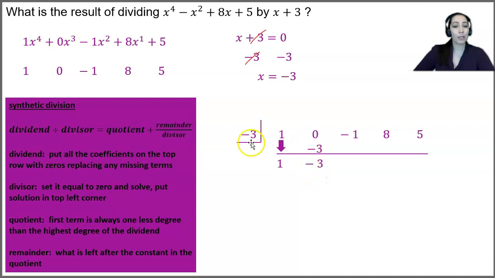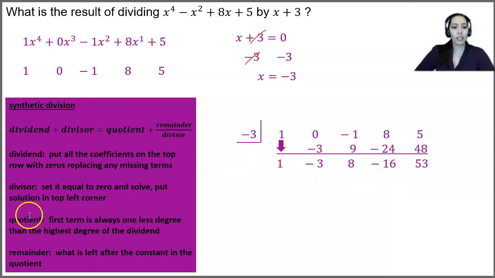Negative 3 times what's in the box, negative 3, equals positive 9. So we put positive 9 underneath the next coefficient. Then we add. Negative 1 plus 9 is a positive 8. 8 times negative 3 is a negative 24, and we put the negative 24 underneath the next coefficient. Then we keep going. 8 plus negative 24 is negative 16. Negative 16 times negative 3 equals positive 48. 5 plus 48 equals 53. Once you have completed all of this, you are done with the synthetic division.